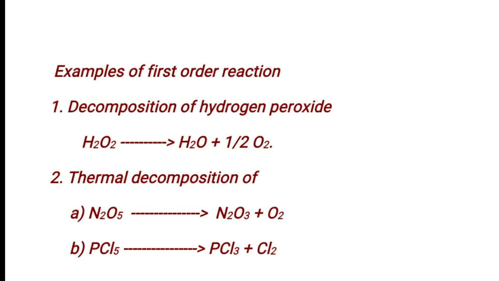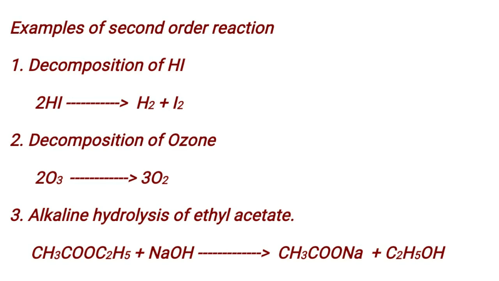These are the examples of first order reaction. Decomposition of hydrogen peroxide, it decomposes to water and oxygen. Only one reactant is involved, so we call it first order reaction. Next is thermal decomposition of N2O5 and PCl5. These are the examples of second order reaction. That is decomposition of HI, it decomposes to hydrogen and iodine. Decomposition of ozone and alkaline hydrolysis of ethyl acetate.